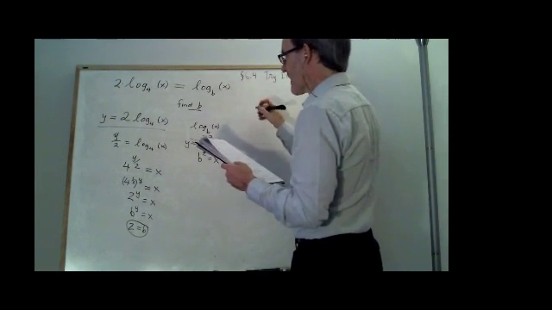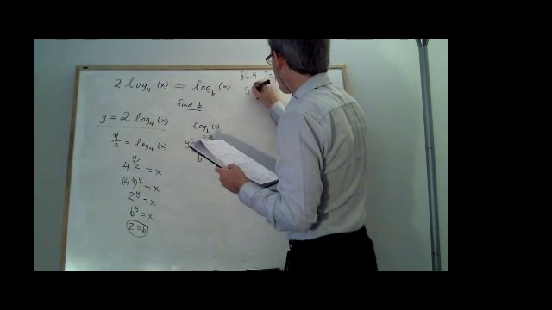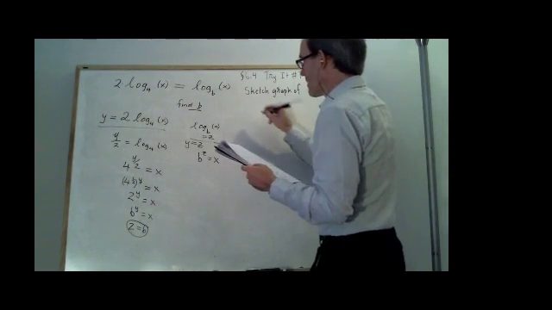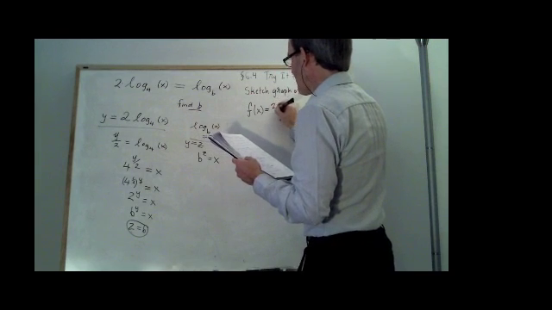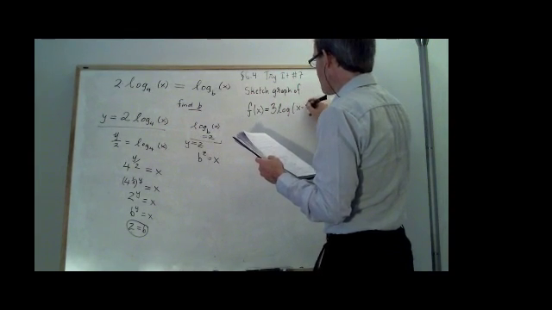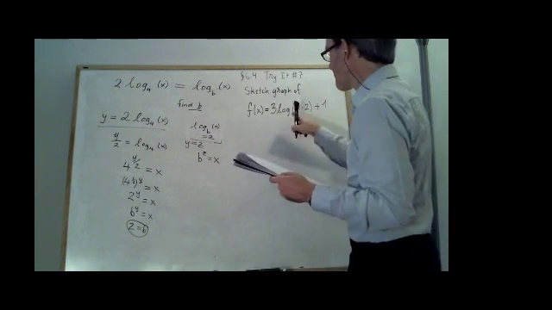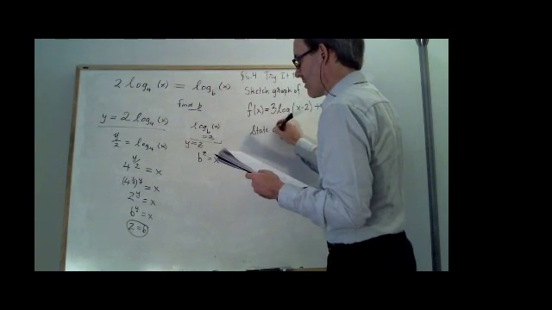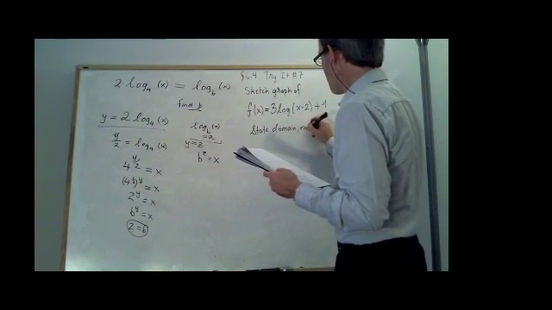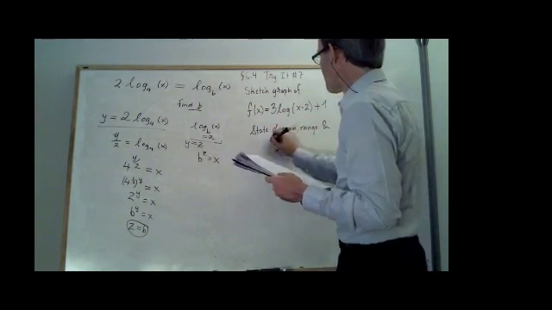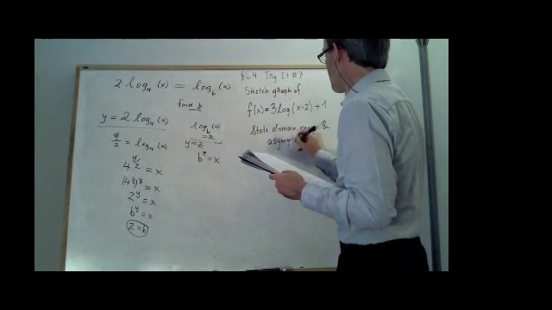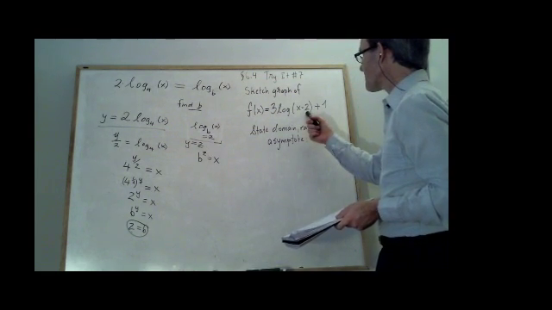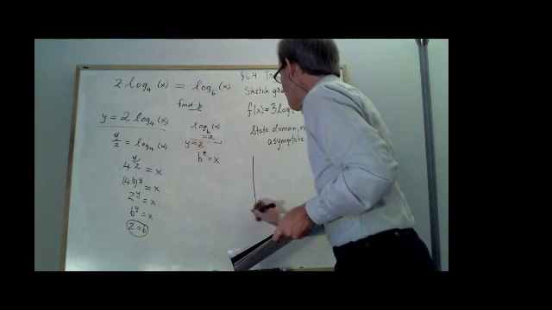So try number 7 says sketch the graph of f of x is equal to 3 log base x minus 2. The base is not given, so we know that the base is actually 10. State the domain, range, and the asymptote. All right. So let's see what this looks like.